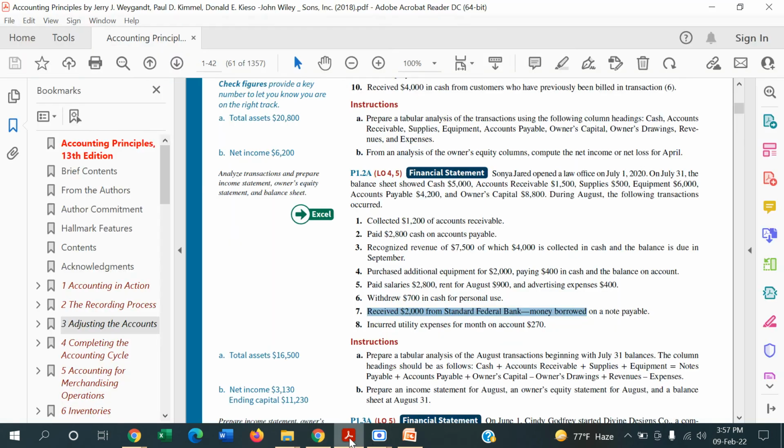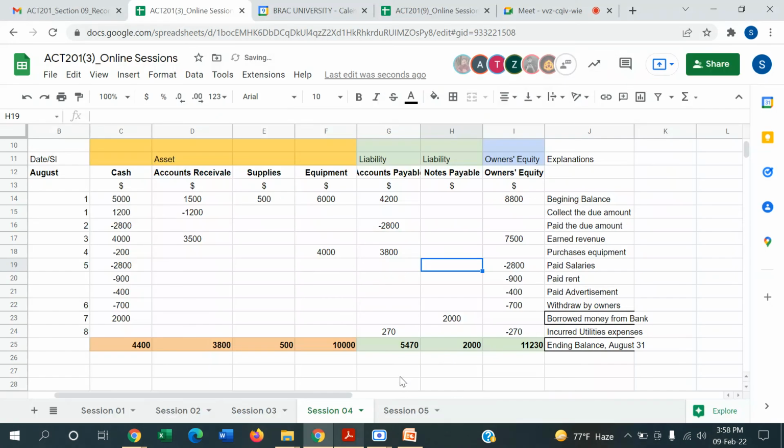Last one, incurred utilities expense on account $270. So one is utilities expense, another one is that it has not been paid in cash, it is on account, so accounts payable. So accounts payable increases, and because of the utility expense, owner's equity reduces. So this is how the transactions are going to affect the accounting equation. Is that okay, or any query?